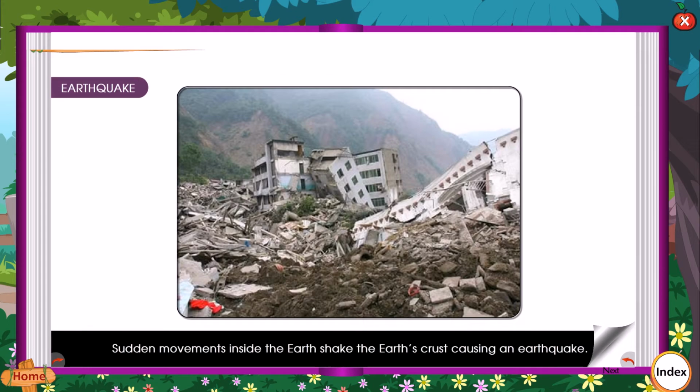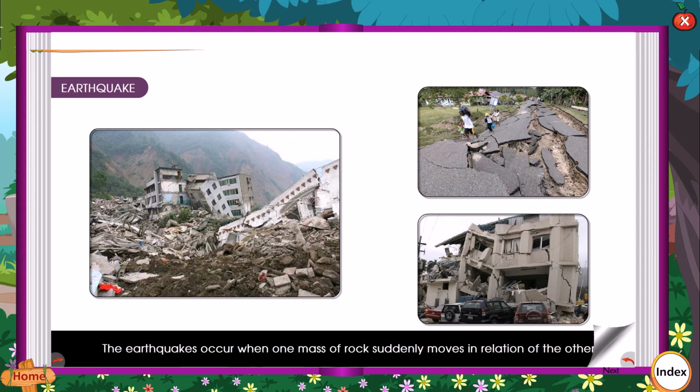Earthquake. Sudden movement inside the earth shakes the earth's crust, causing an earthquake. Earthquakes of great intensity cause great damage to life and property. Earthquakes occur when one mass of rock suddenly moves in relation to the other. It is due to the movement of the plates below the earth's crust.